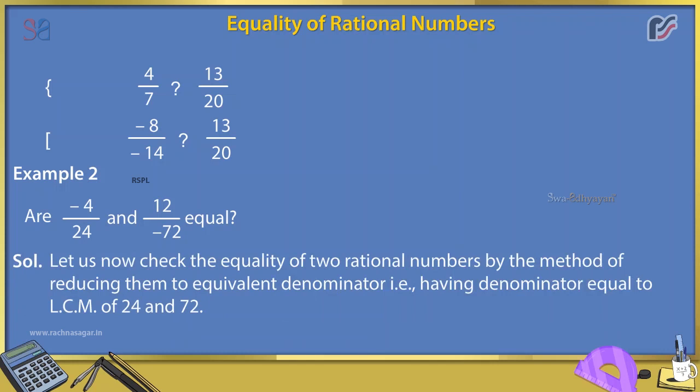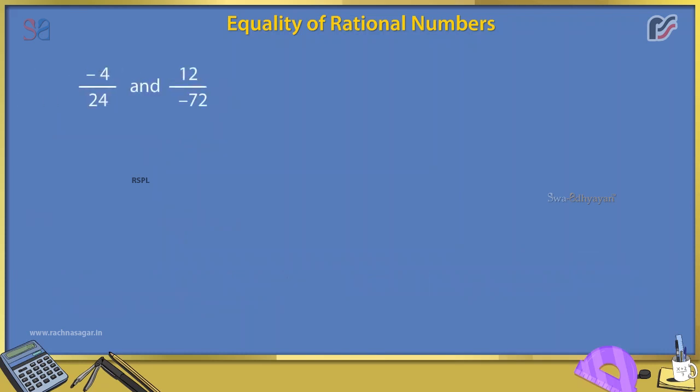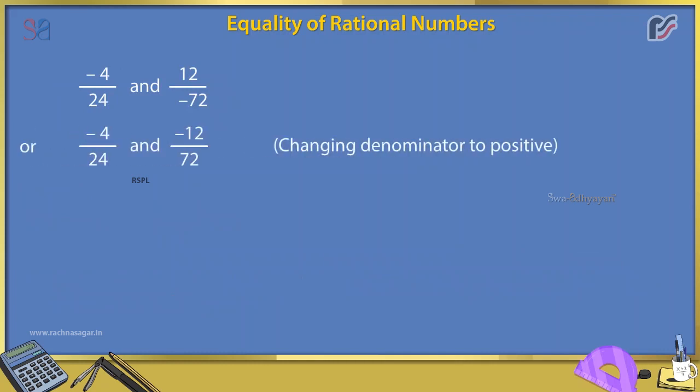Solution. Let us now check the equality of two rational numbers by the method of reducing them to equivalent denominators, that is, having a denominator equal to the LCM of 24 and 72. Minus 4 by 24 and 12 by minus 72, or minus 4 by 24 and minus 12 by 72, changing the denominator to positive. The LCM of 24 and 72 is 72.